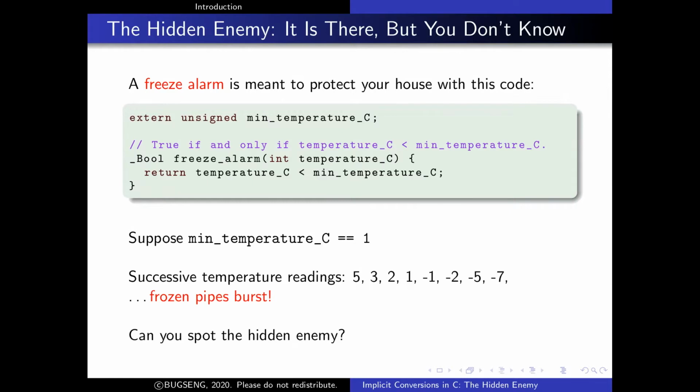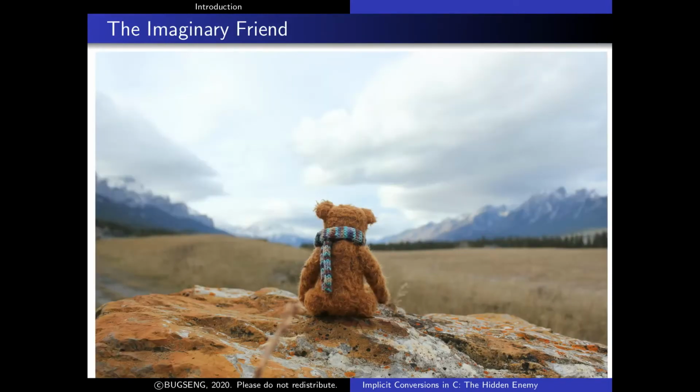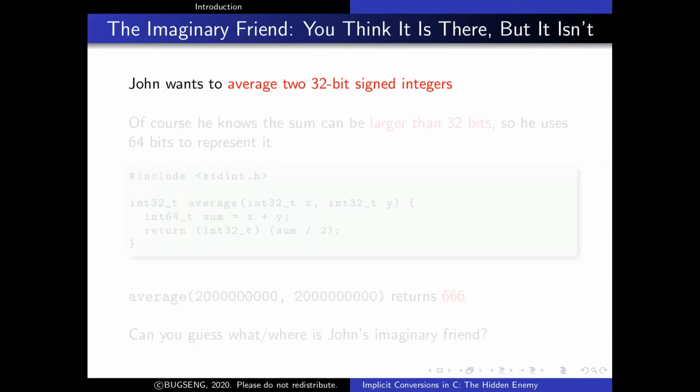Can you spot the hidden enemy? The hidden enemy, of course, is an implicit cast, which is playing against you in this case. Can you spot it? Okay, the title couldn't be too long. So the other side of the hidden enemy, something that exists but you don't know it does, is the imaginary friend. So you imagine something would save you. However, this doesn't exist.